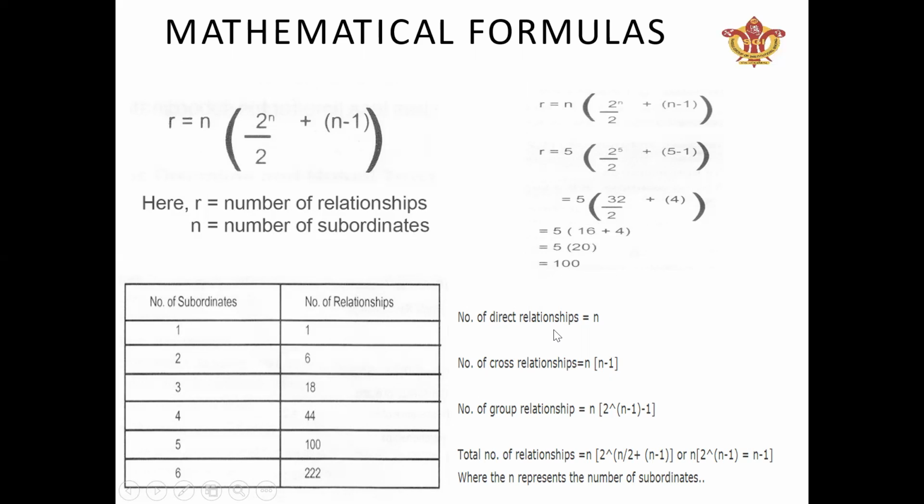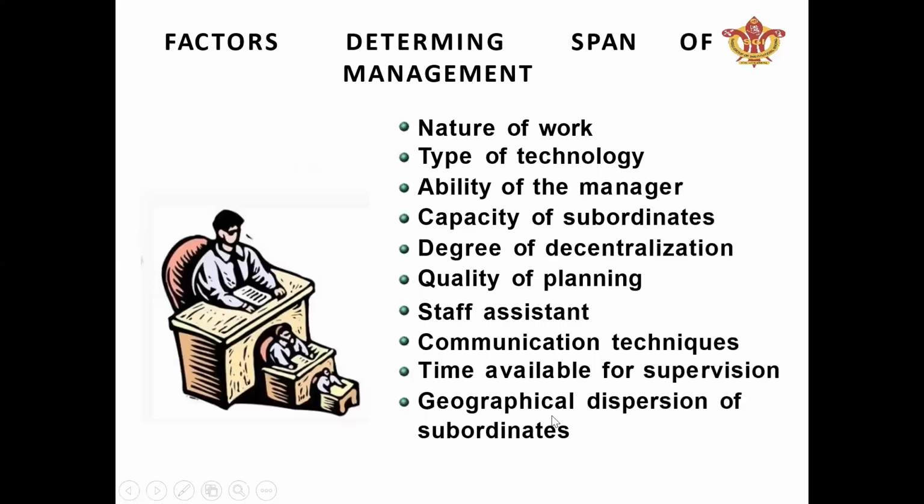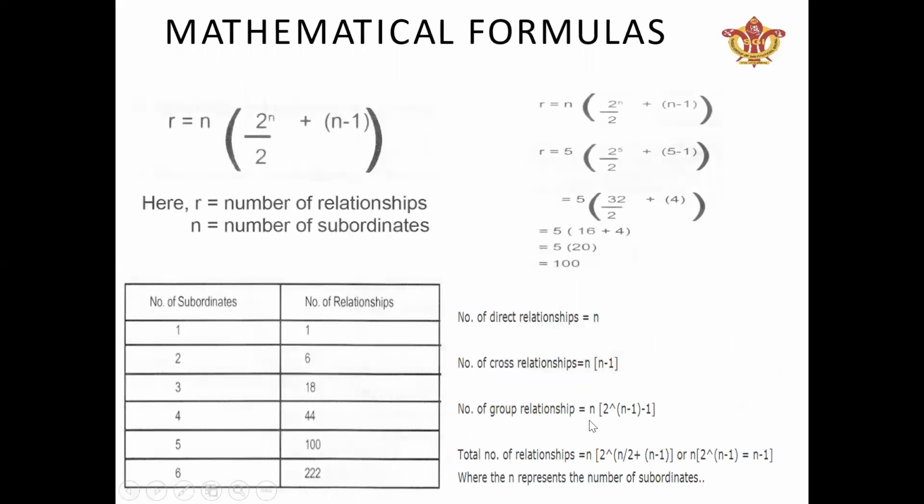The number of direct relationships is N, that is 5. But the number of cross relationships is equal to N(N - 1), and the number of group relationships is equal to N(2^(N-1)), where N represents the number of subordinates. So with the help of this mathematical formula, we can find out the number of relationships that exist in the organization. This formula is given by Graicunas.